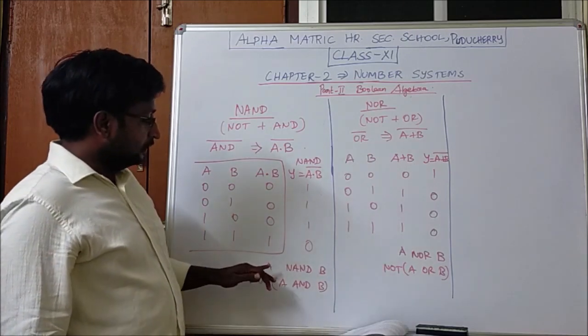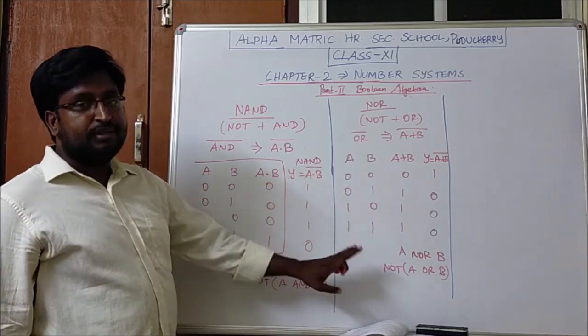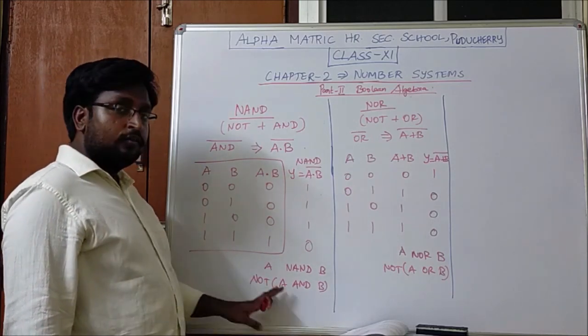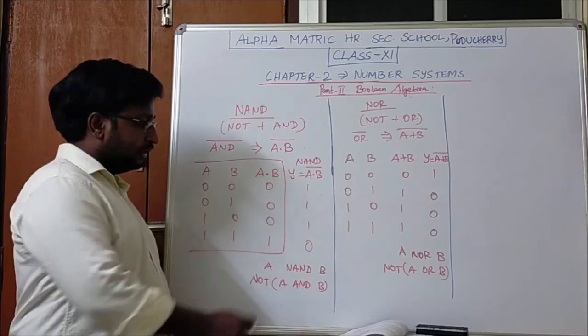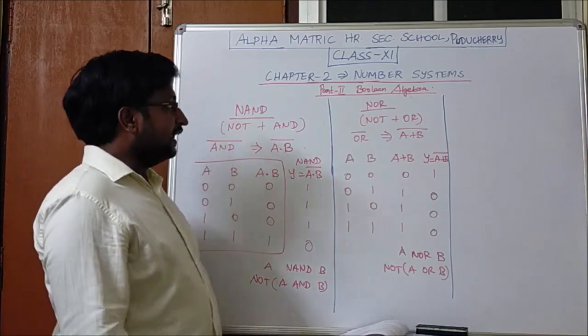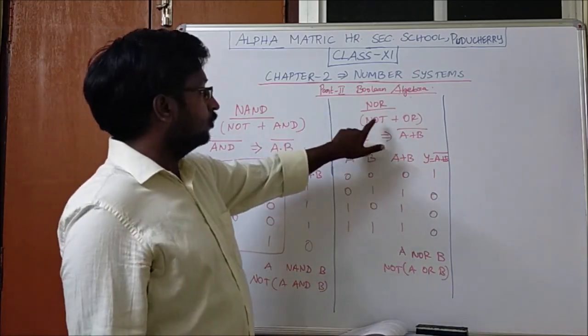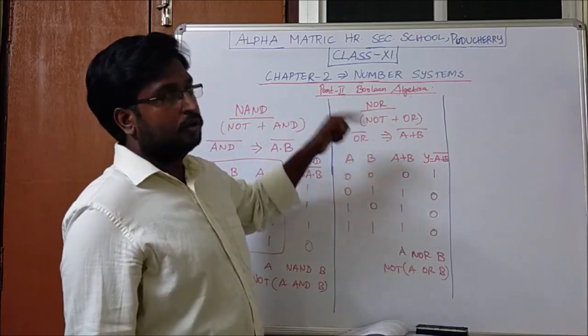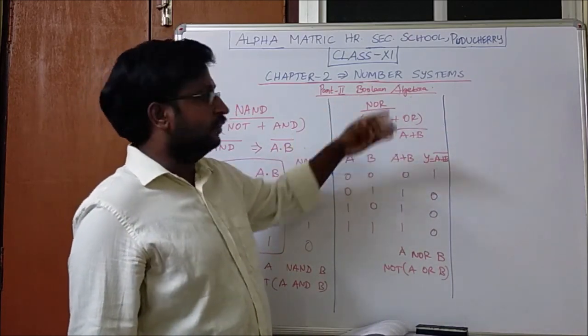We can say A NAND B, or we can say NOT of A and B, that is the inverse of A and B. So next is the NOR operator, that is NOT plus OR. We can say the inverse of OR, that is the inverse of A plus B.